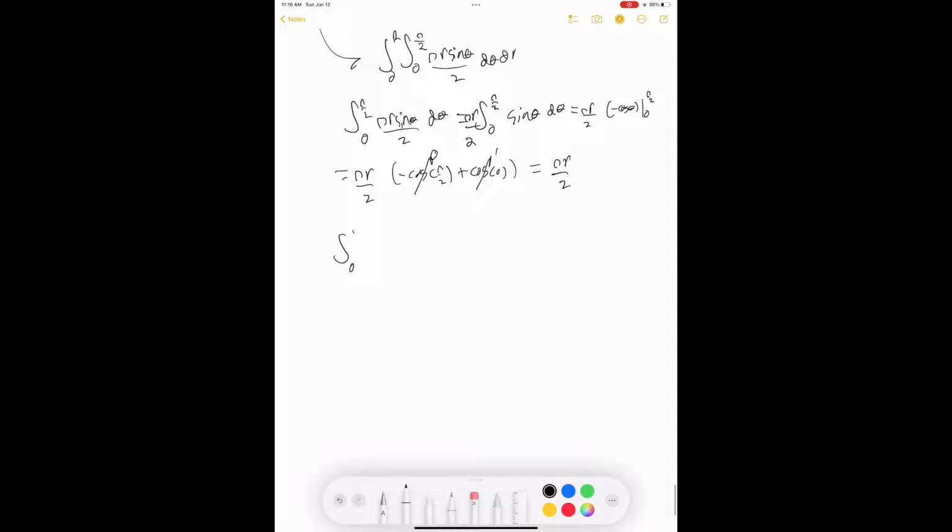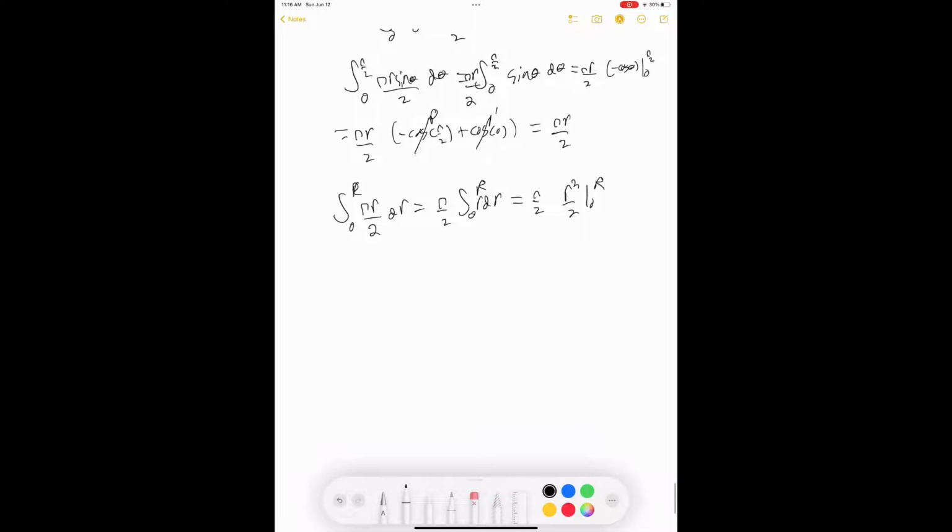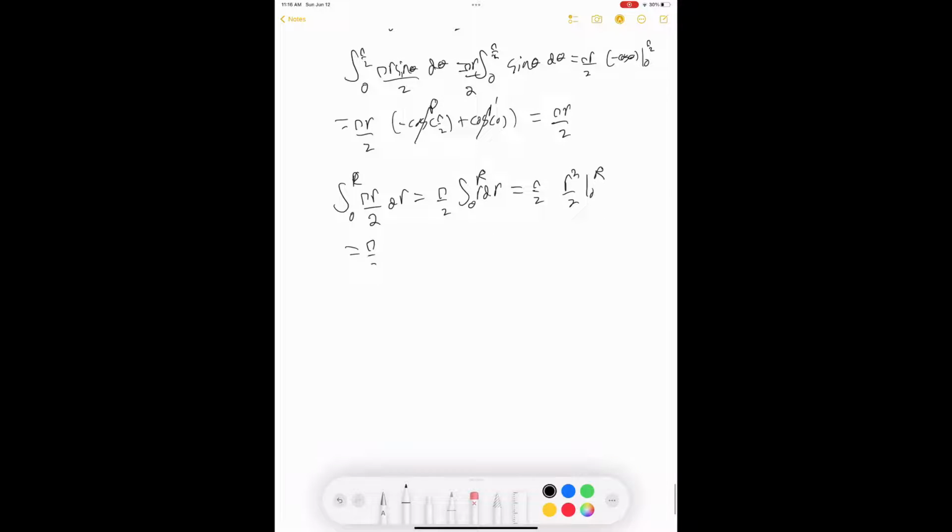Now we're going to go back to the third and final integral, 0 to r, and now what we have left is pi r over 2 times dr. Take that pi over 2 out, integrate 0 to r of r dr. That's going to give us pi over 2 times r squared over 2 from 0 to r, which is going to give us pi r squared over 4, which is going to be our final answer.